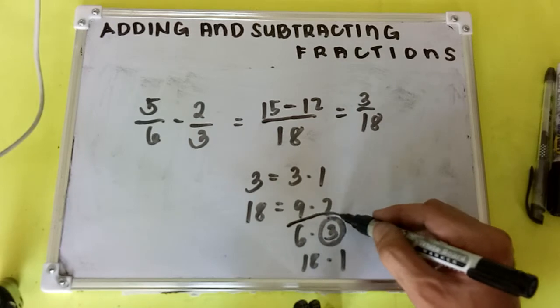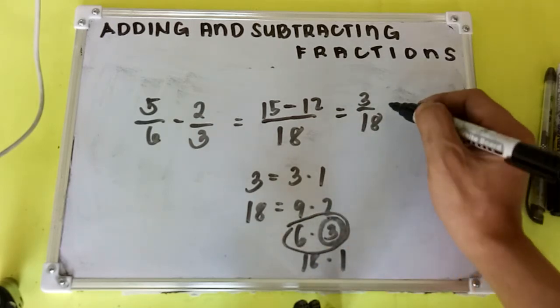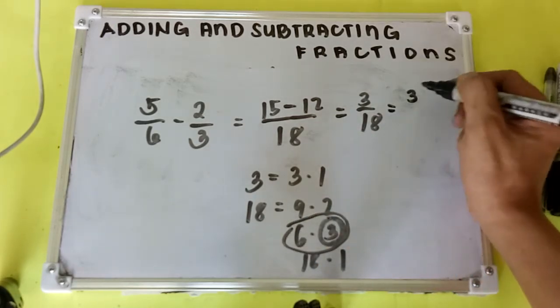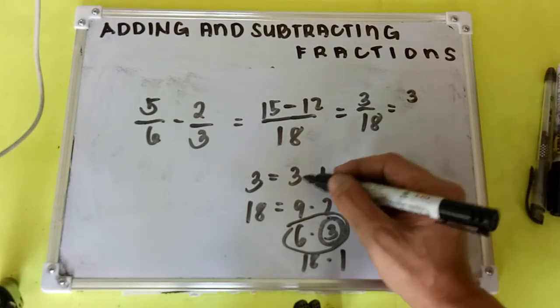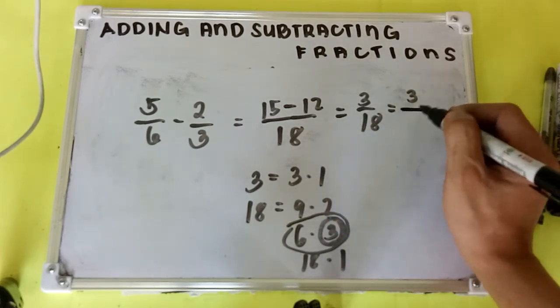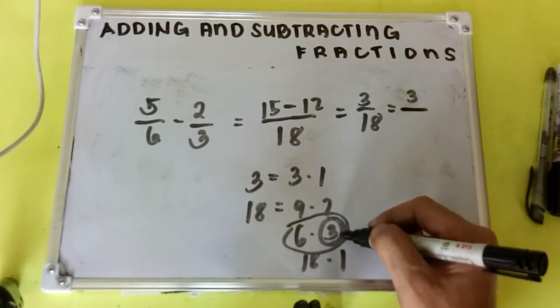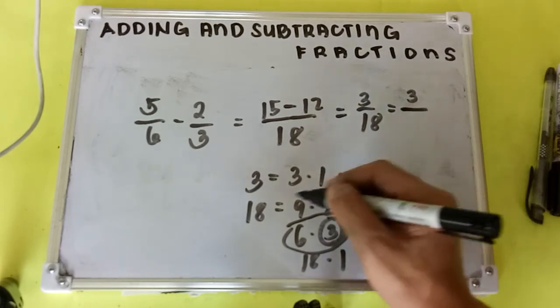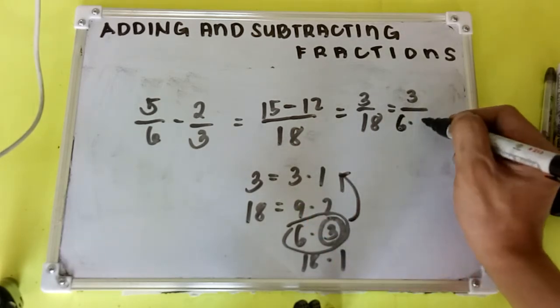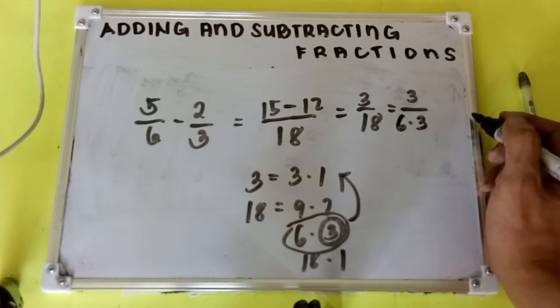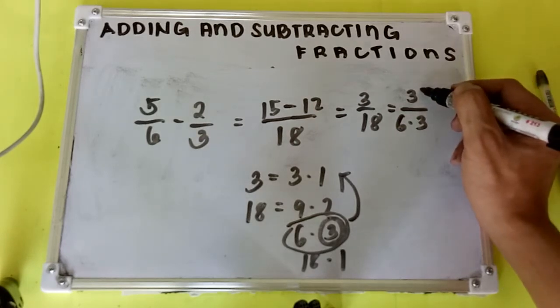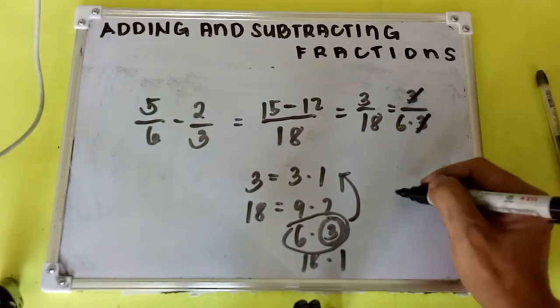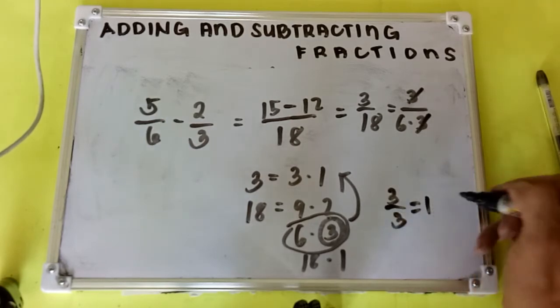So pwede natin gamitin si 6 and si 3. So sulat natin si 3 kasi wala naman siyang ibang factor kundi 3 multiplied by 1. Sa 18, ito yung gagamitin natin, yung may kaparehas na factor kay 3: 6 multiplied by 3. And then, i-cancel natin si 3. Pag in-cancel natin si 3, that is 1, tama.